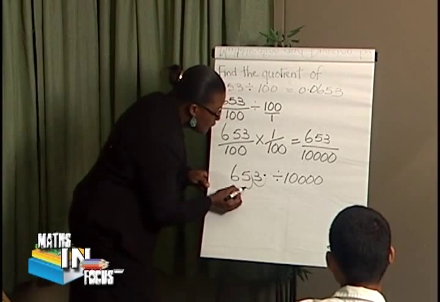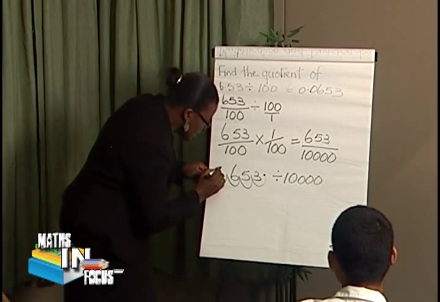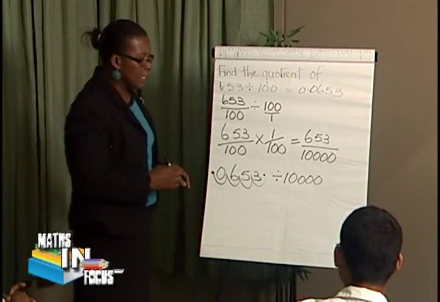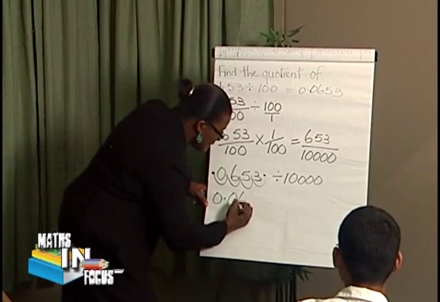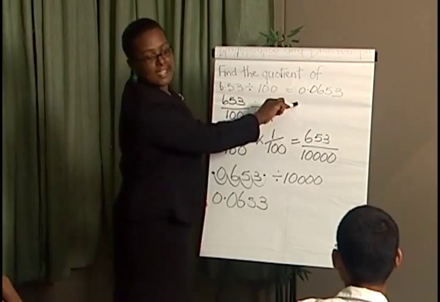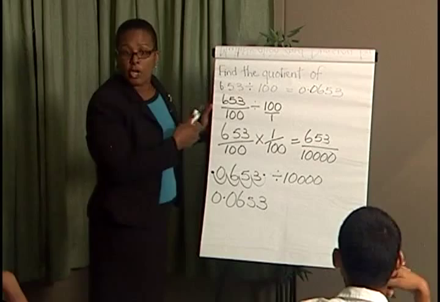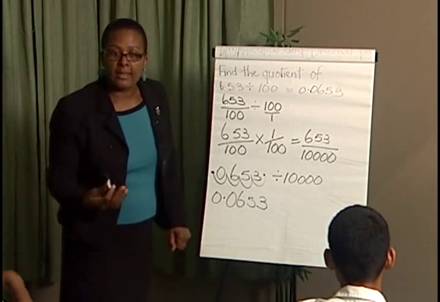Our new point would be here, and we have to fill in the zero since no digit is there to fill the place. So our answer would be 0.0653. Is that what we got initially? Yes. So in addition to just looking at a number like this, we can express it in other ways and still arrive at the same answer.